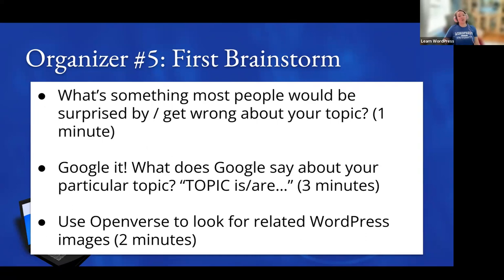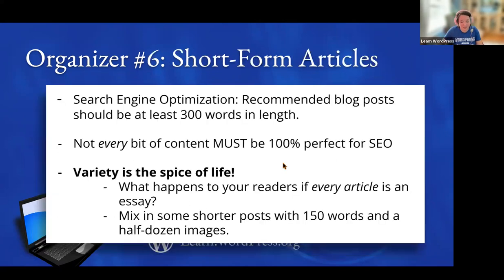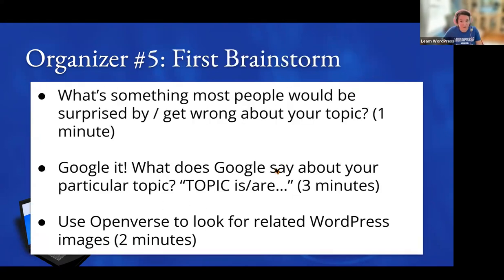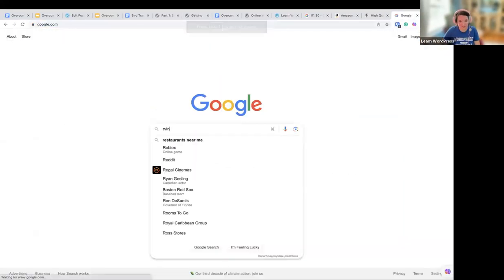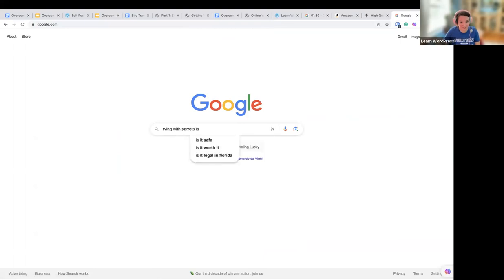If you're not sure where to start, and your problem is just a blank screen, ask yourself: what's something most people would be surprised by or get wrong about your topic? The second one is, you can always Google it. What does Google say about your particular topic? If you're looking for ideas there, I'm just going to go to Google and say, RVing with parrots is safe, worth it, legal. Those are some great blog topics right there.